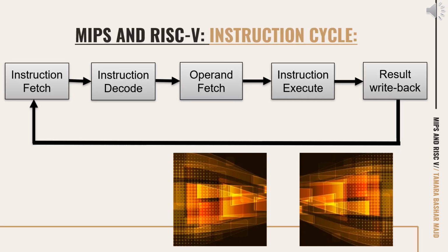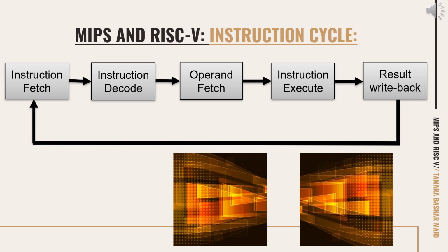MIPS and RISC-V find common ground when it comes to the instruction cycle, or the steps in executing any successful instruction. The first step is the instruction fetch. During this step, the instruction or piece of data is loaded from memory into the CPU's register. Next, there is the instruction decode, where the instruction is decoded by the CPU's control unit. The opcode and operand of the instruction are separated, and the opcode is moved to the appropriate register.